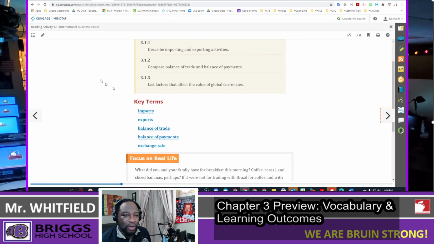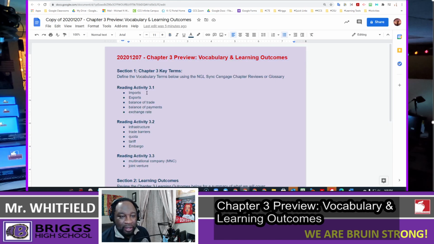To do this assignment, what I want you to do is click on the word and read the definition. So imports are goods and services bought from other countries. Read that just so you can make sure you understand it. Say it out loud to yourself. Then you can copy, bring it back over to the assignment, and paste it.